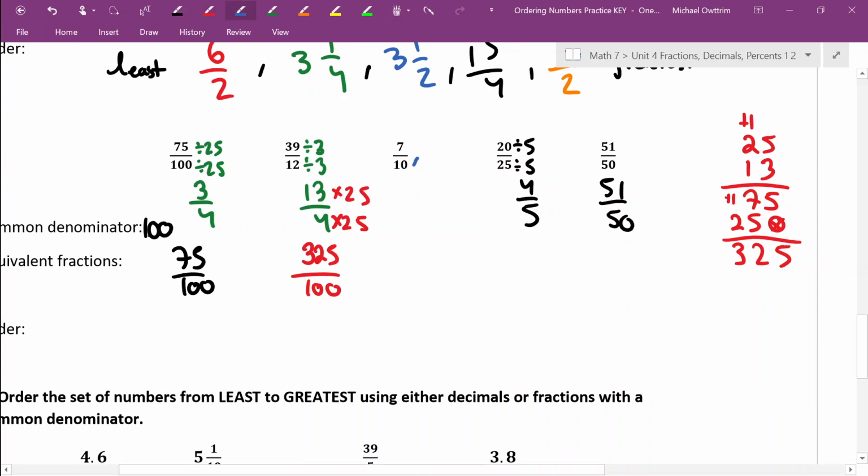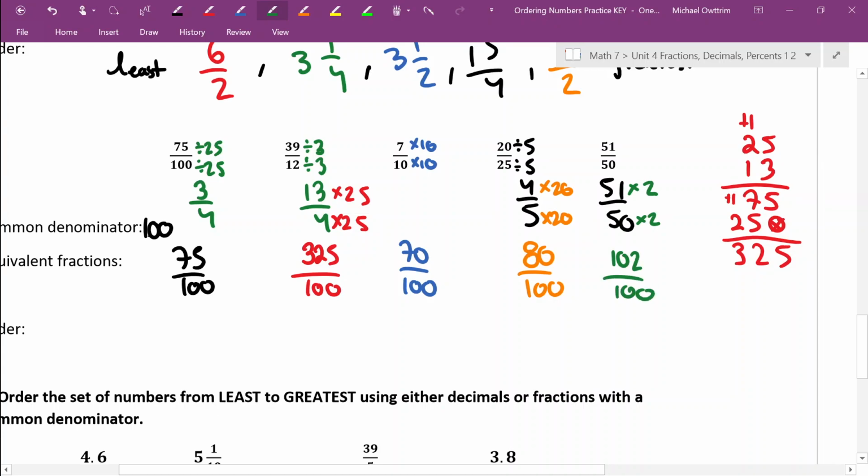My 7 out of 10, I've got to multiply by 10 to make 70 out of 100. My 4/5ths, or 16/20ths, I'm going to multiply by 20 to give me 80 out of 100. And then I've got to multiply by 2 to finish up, to make 50 into 100.